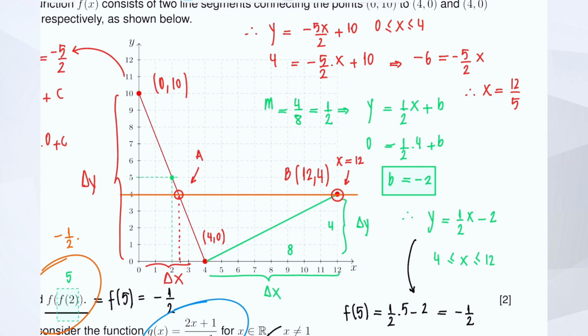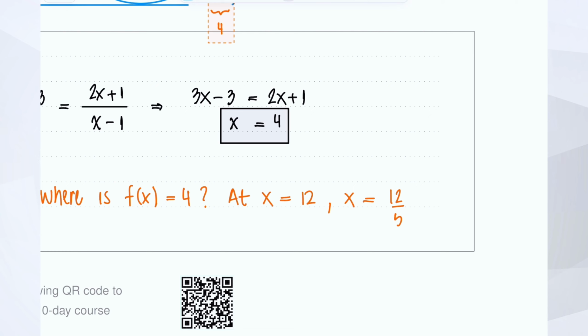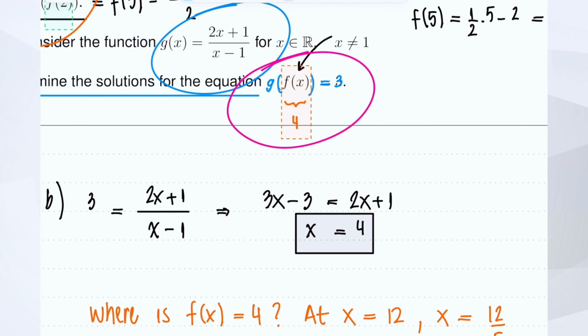The coordinates of this point are 12 over 5, 4. So we have two different solutions. Now, if you want to check if this actually makes sense, if this actually produces 3, you can always double check, of course. So for example, let's take these two scenarios into account: when x is equal to 12 and when x is equal to 12 over 5.